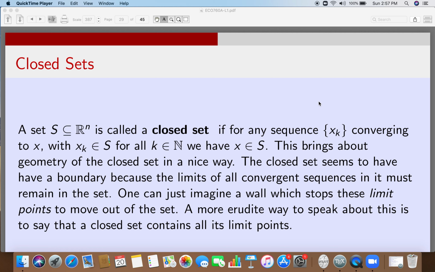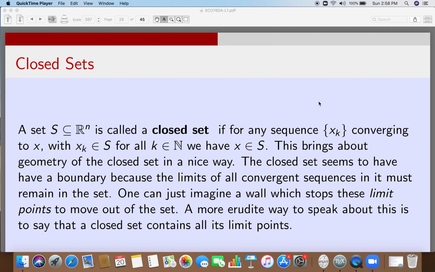So limit points can go and sit on the boundary of the set. The idea is that a closed set is a set which also includes its boundary. So you have to have the garden as well as the boundary. You cannot leave out the boundary. If you take steps towards the boundary, you go and end at the boundary. You cannot just cross it.